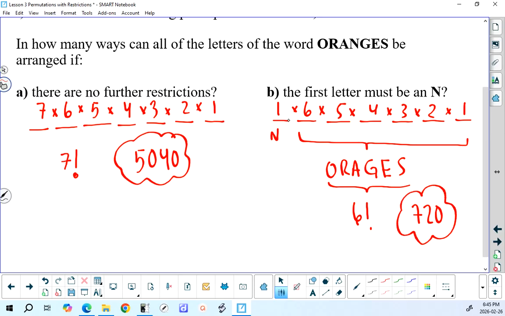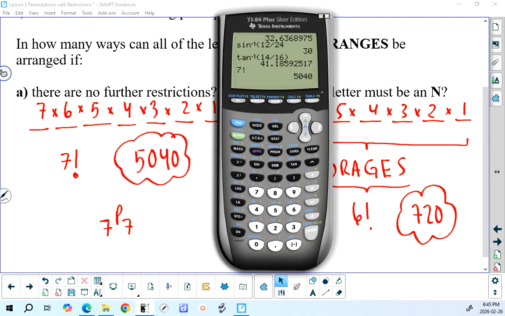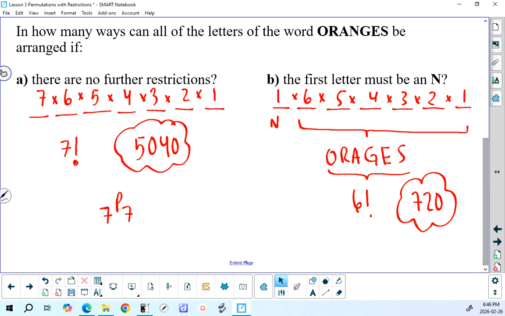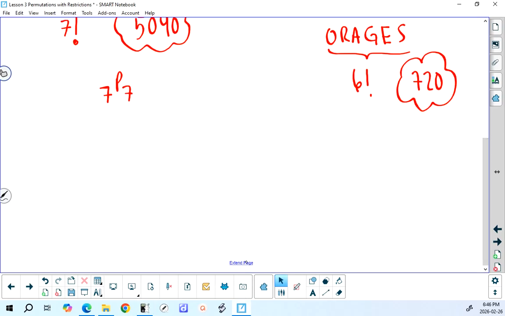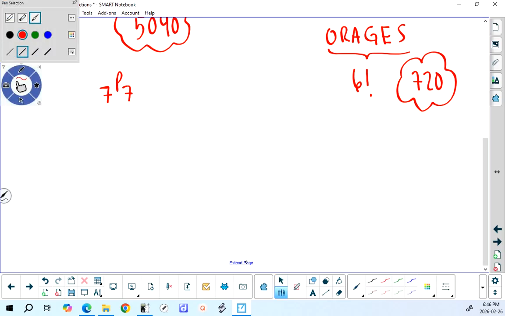By the way, you could have solved the first question by saying it's 7P7, because you have 7 items and you are arranging them 7 at a time. No surprise. You could have done this one by saying 6P6. I'm not going to spend time putting that in my calculator. You will get 720.